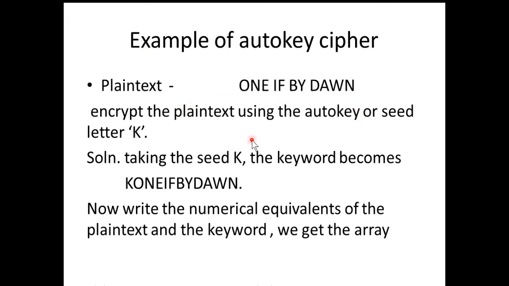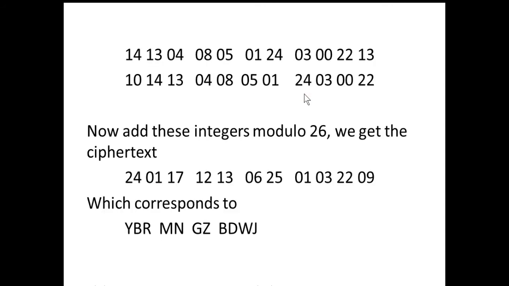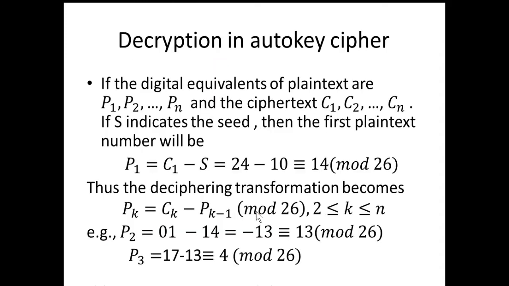and encrypt the plain text using the autokey or the seed key letter K. So what we are doing is just writing K, and then after that the plain text, "one if by dawn". Then you just write this message below this message, add the numerical equivalents, take mod 26 and you are done. So this becomes the ciphertext.